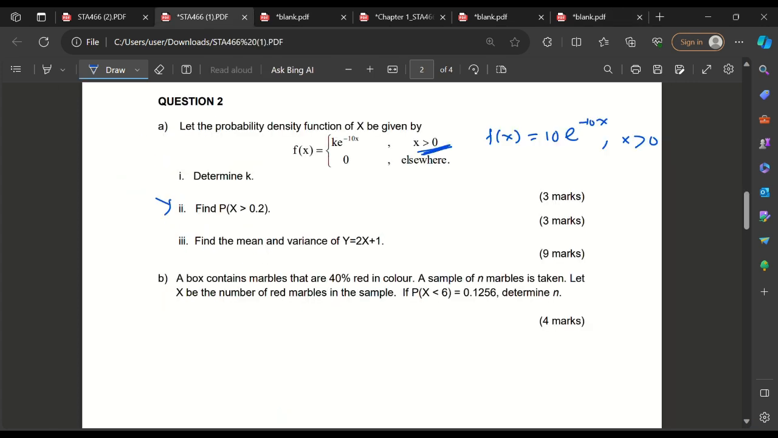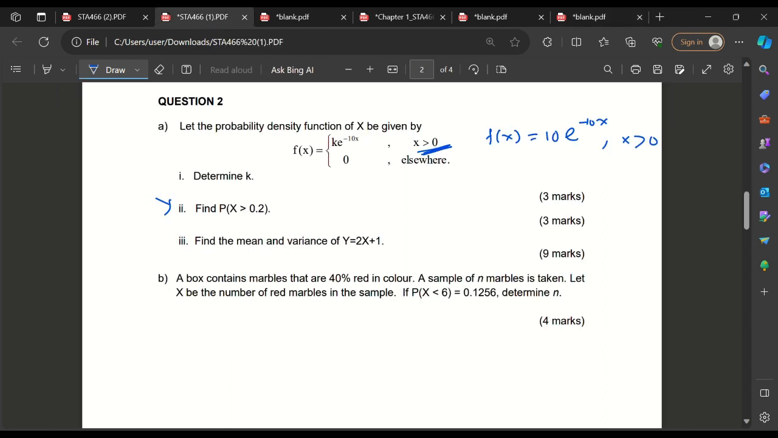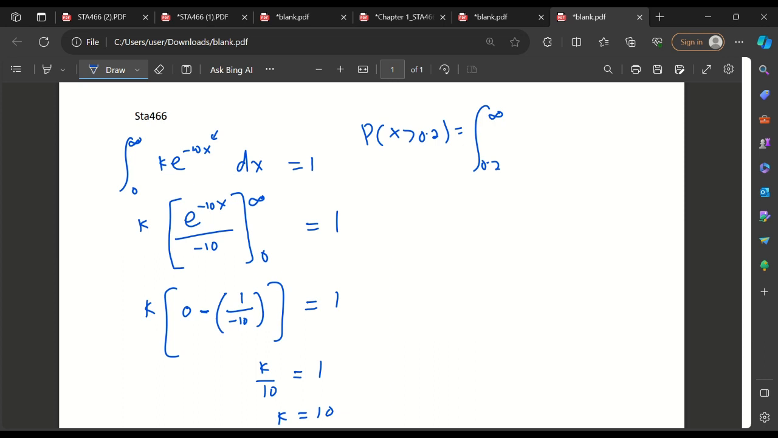Okay, the next question. Nak cari probability of X more than 0.2. So macam biasalah, integrate dari mana ke mana. Integrate 0.2 above, for 0.2 until infinity. Kenapa infinity? Sebab function you start daripada kosong sehingga infinity. So you kena integrate daripada 0.2 to infinity, sebab more than 0.2 kan, 0.2 and above. Okay, integrate function tadi lah, 10 e negative 10x dx.